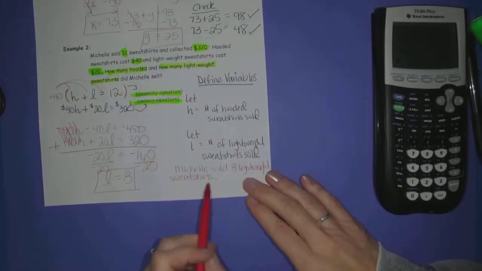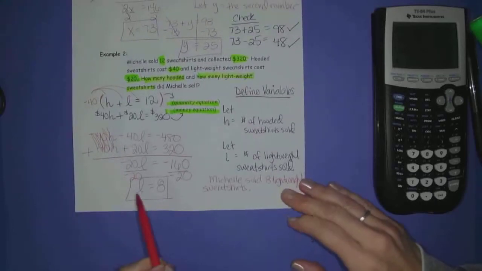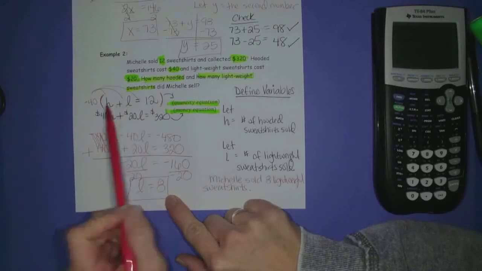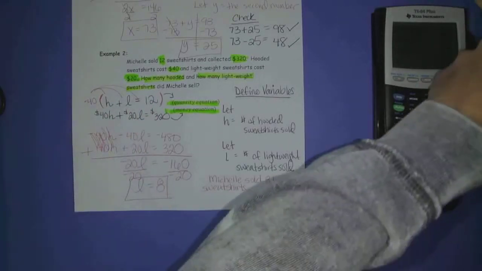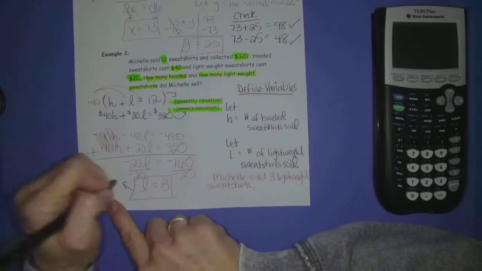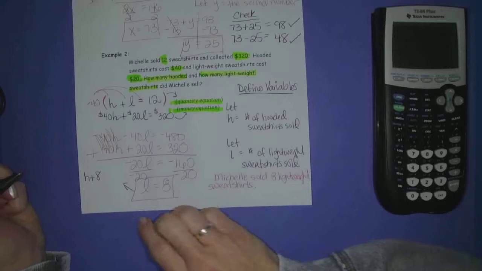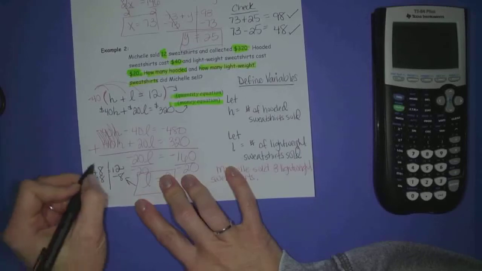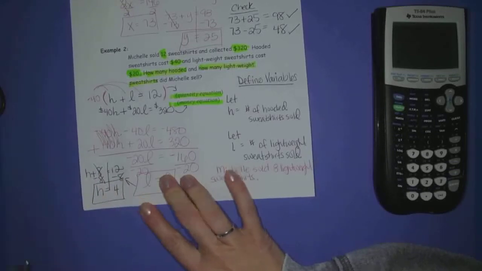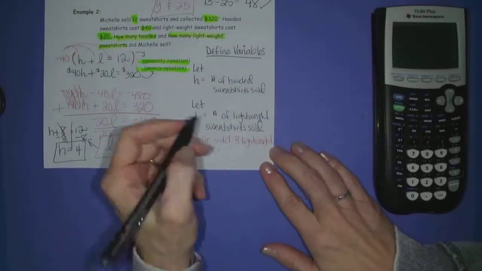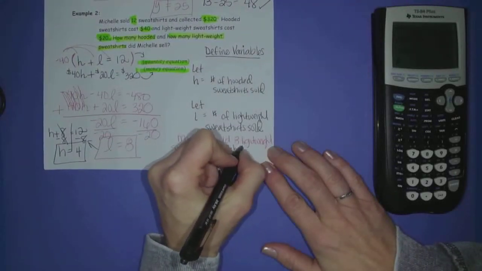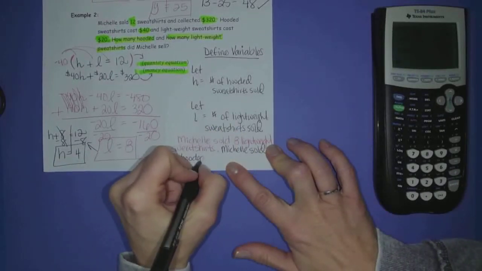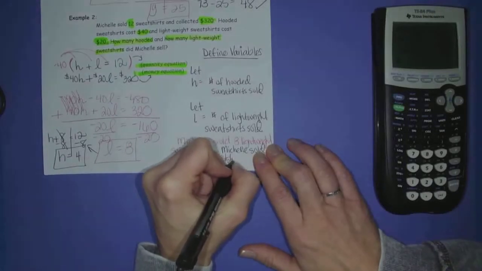Now, to find how many hooded sweatshirts she sold, we can simply take 8 and replace it for L in this top equation. So that will look like this. I'm going to switch colors here. So let's say H plus 8 equals 12. And when we subtract 8 from both sides, we see that H is 4. So Michelle sold 8 lightweight sweatshirts. Michelle sold 4 hooded sweatshirts.